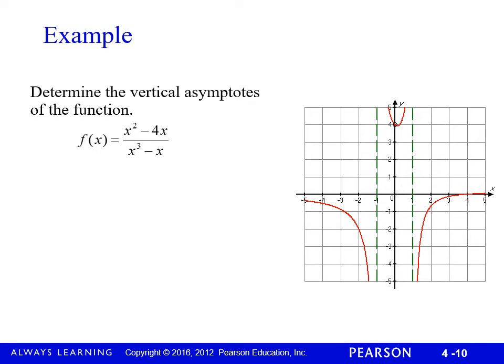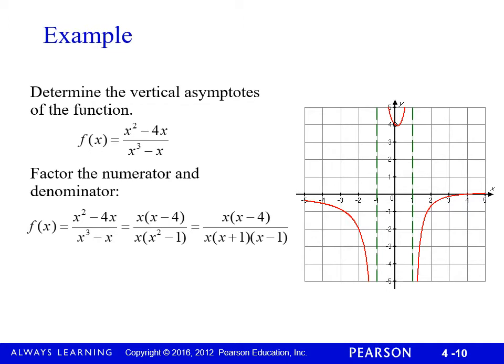Let's look at another problem. Determine the vertical asymptotes of the function f of x equals x squared minus 4x over x cubed minus x. Now both the numerator and the denominator can be factored, so we want to go ahead and do that first, okay? Well, the numerator factors into x times x minus 4, and the denominator factors into x times x squared minus 1. Well, x squared minus 1 can also be factored even further into x plus 1 and x minus 1.